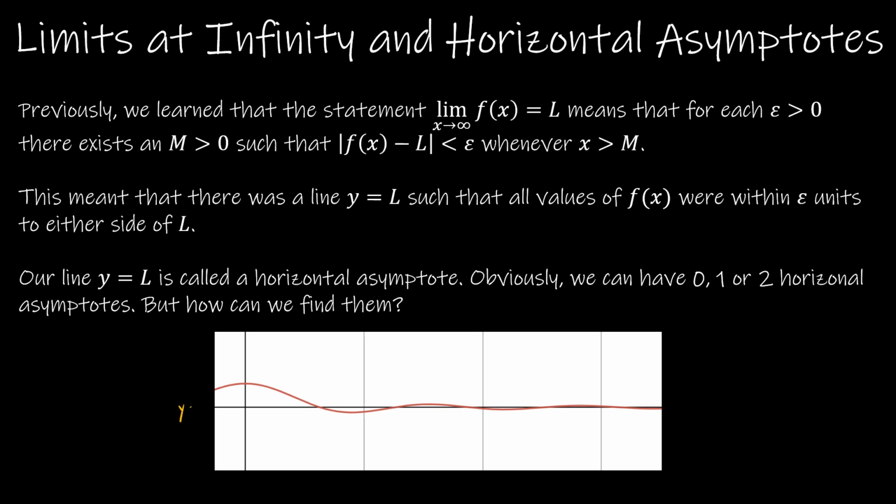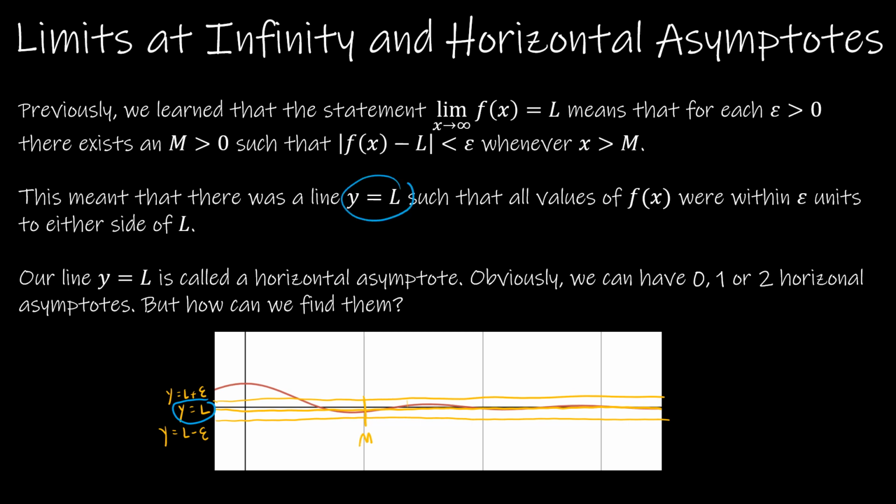And we said that we've got some line y equals L, and within epsilon units of each side, we could say once we pass some point M, all of the y values are going to be within epsilon units greater or less. So we could say that this line is y equals L minus epsilon, and this line would be y equals L plus epsilon. So again, not to get too mathy with it, but this line here in the middle, y equals L, that is the limit, but it's also the horizontal asymptote. So y equals L is the horizontal asymptote.